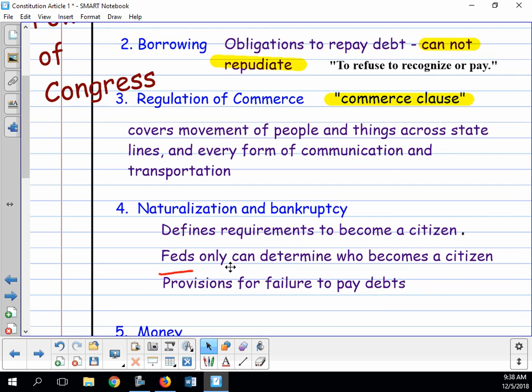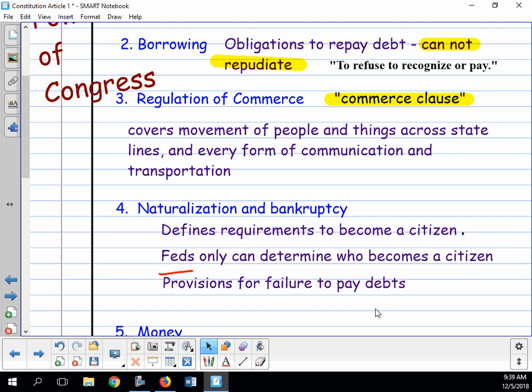All right, number four is naturalization and bankruptcy. I'm not sure why these two were put together, but they were, so we're going to identify it. First of all, we're going to talk about naturalization, which is the opportunity for someone who is not born here in the United States to become a citizen. This defines the requirements to become a citizen, and the feds, meaning the federal government, are the only ones who can determine who becomes a citizen.